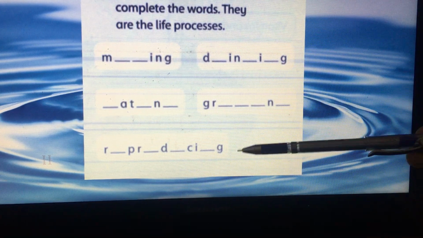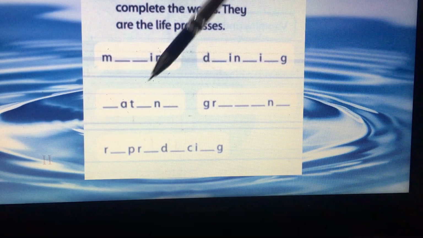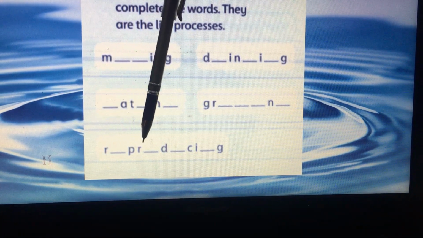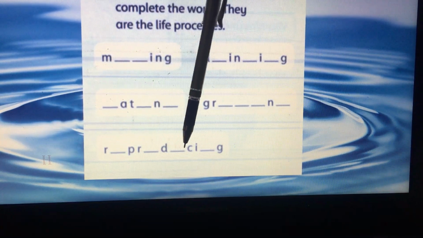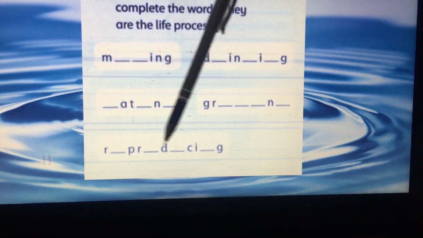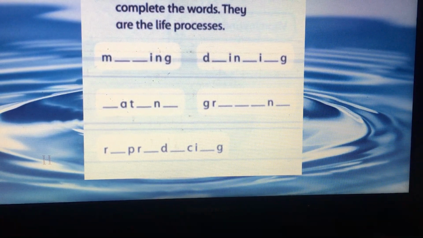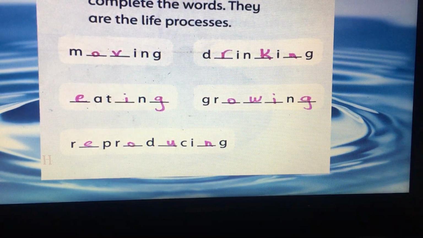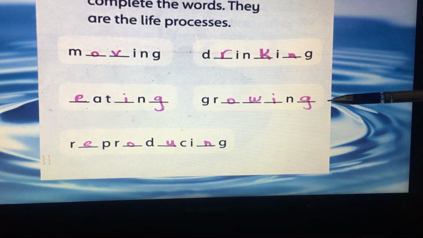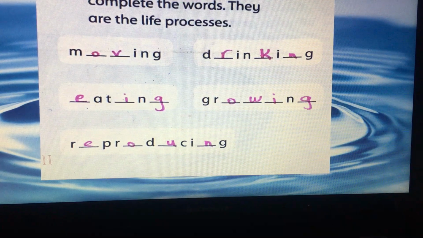Okay, the last life process starts with R. We have R, E, P, R, O, D, U, C-I-N-G, reproducing. So try to write all of them alone. Then after that, check your answer from this page. Moving, drinking, eating, growing, and reproducing.